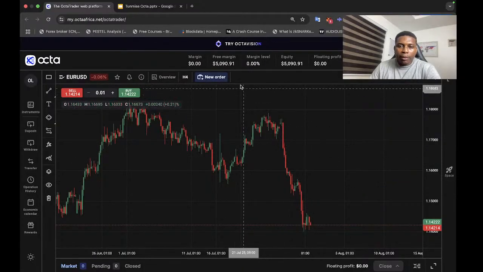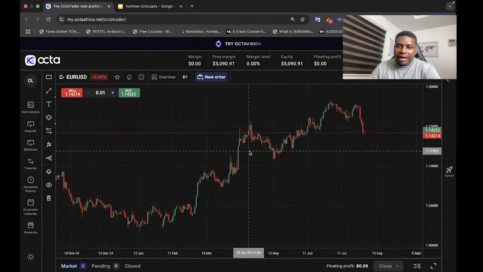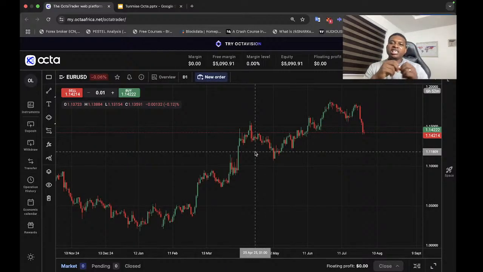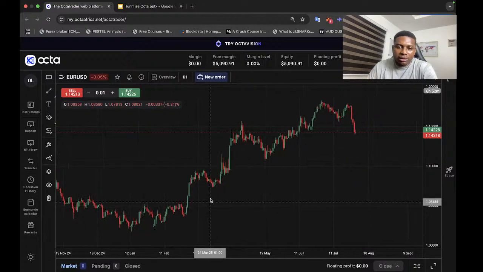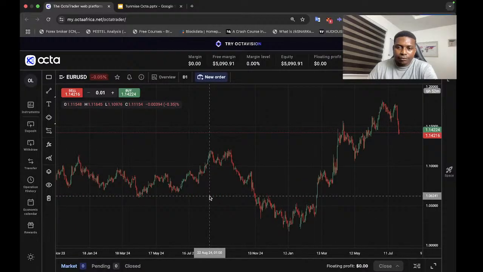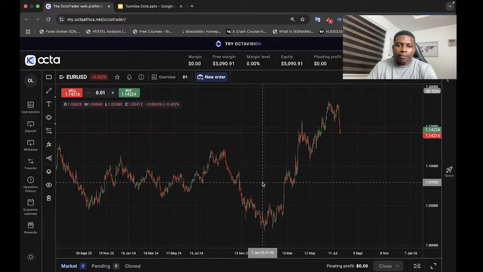One important thing we're going to do is go to the highest time frame, because what we are currently doing is what we call the top to bottom approach. So we're going to start from the highest time frame on our chart. The next thing we are going to do is map out levels of support and resistance.